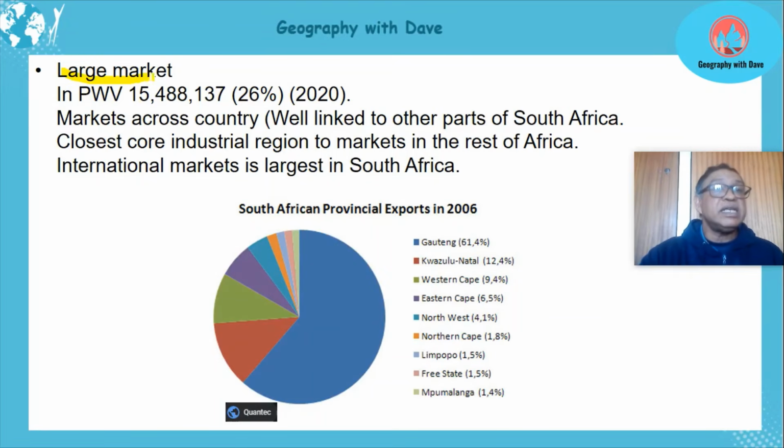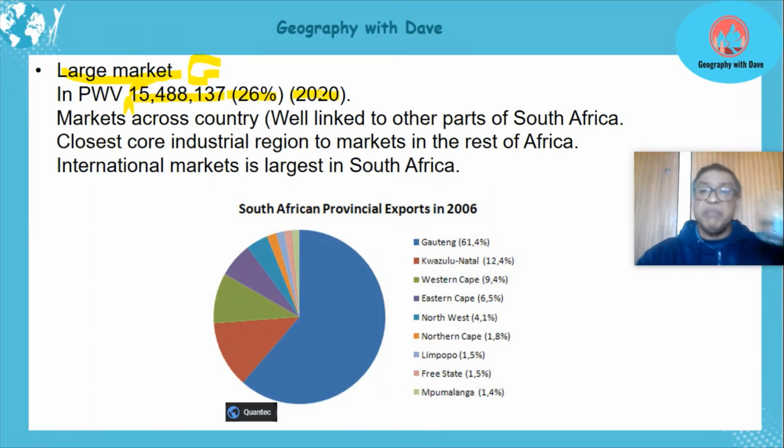Large market. The PWV, I should be saying more the Gauteng region. I'm going to put a G here in this area, the G representing Gauteng. It has 15,488,137. Well, I can read my figures, which makes up 26% of the population. This stat was taken mid-year 2020. So it's massive.